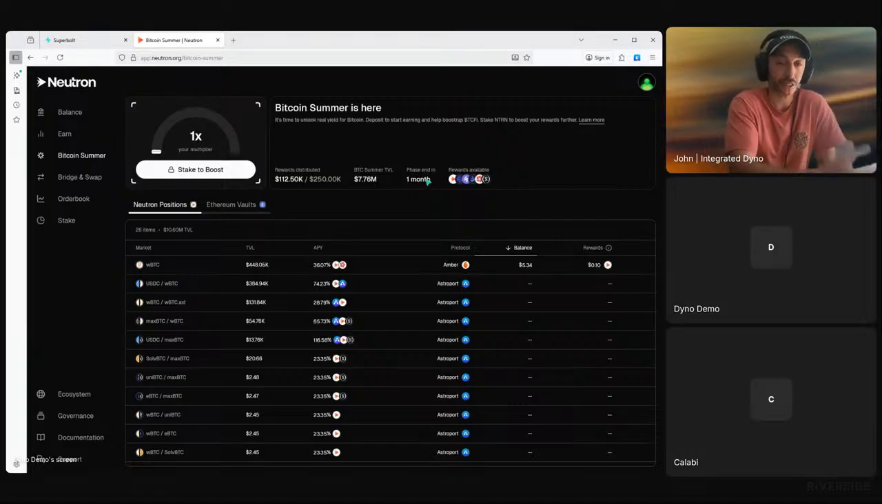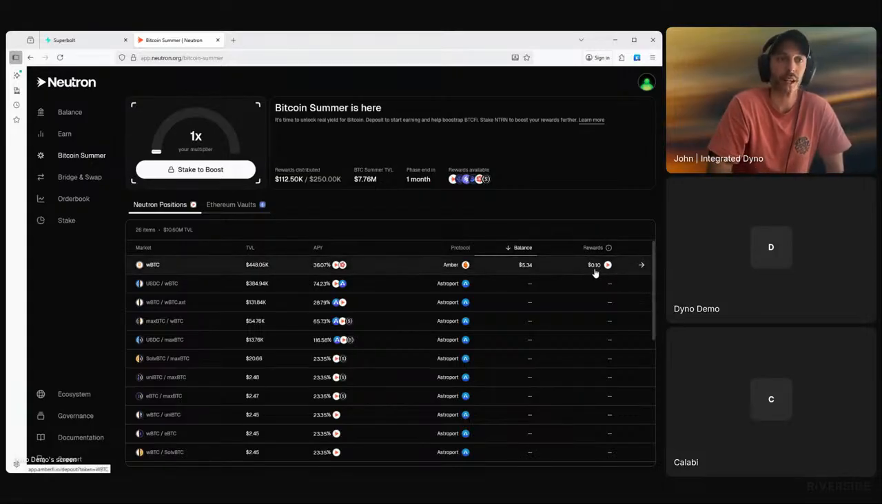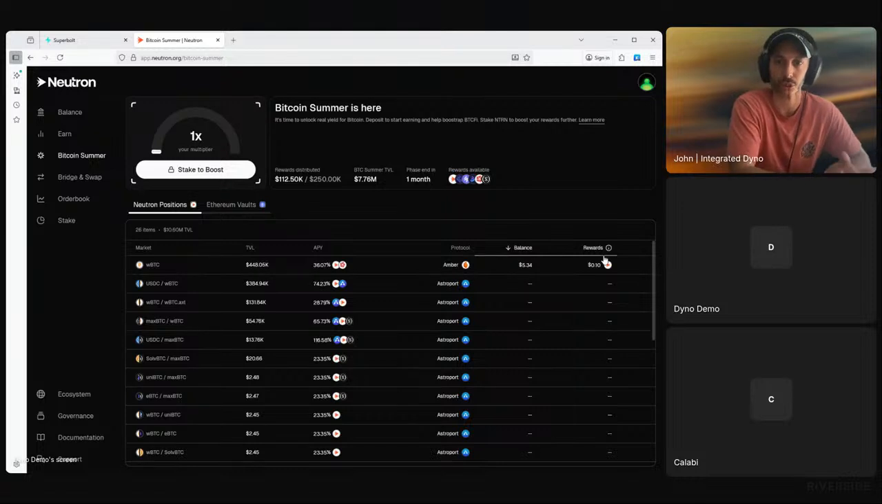And so at the end of the phase, so right now it's about 1 month from now, you'll be able to claim these dollar rewards. But as soon as the phase ends, the amount that you claim, so this dollar amount, will be converted into the neutron tokens, and you have 3 options for claiming.